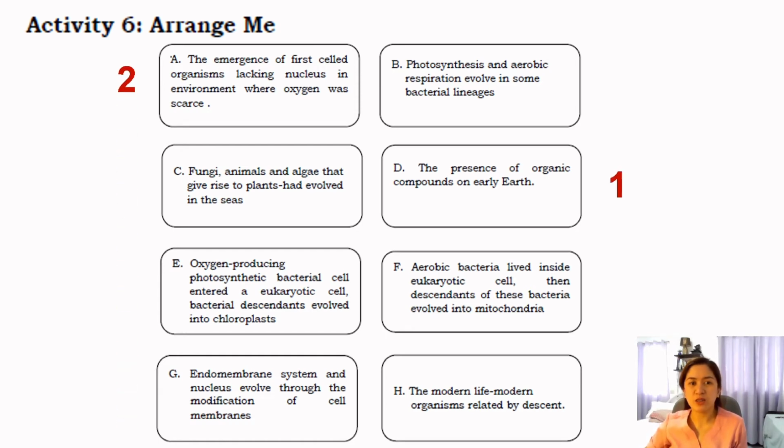Letter D is number 1, letter A is 2, letter B is number 3, letter G is number 4, number 5 is letter F, number 6 is E, 7 is C, and the last one is the modern life and modern organisms related by descent.